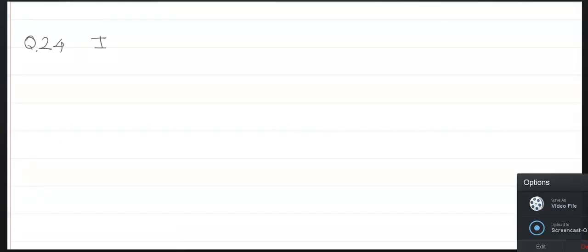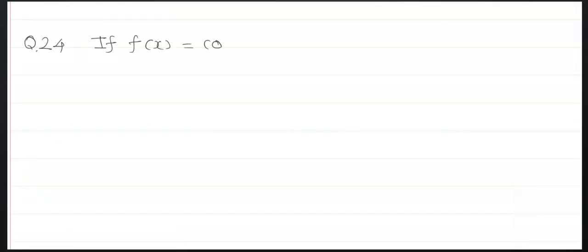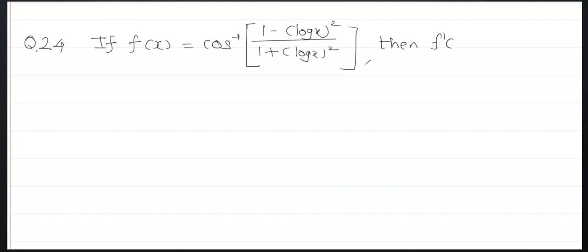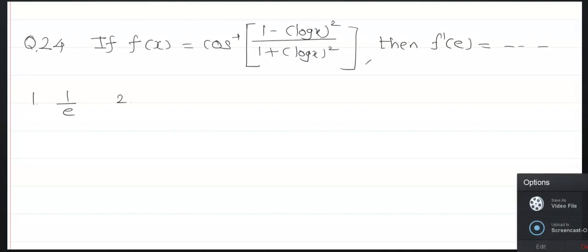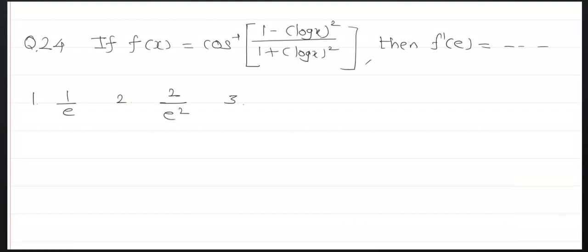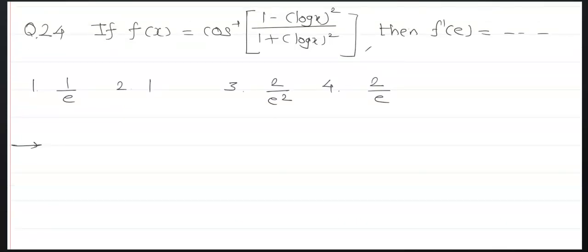Next is 24. If f of x is equal to cos inverse of (1 minus (log x) whole square) upon (1 plus (log x) whole square), then what is f dash of e? The options: first is 1 upon e, second is 2 upon e square, third is 1, fourth is 2 upon e.